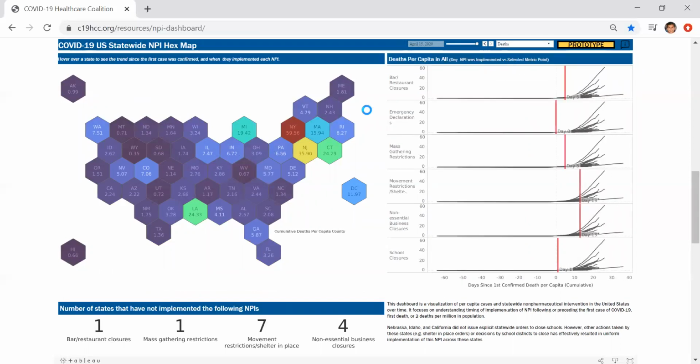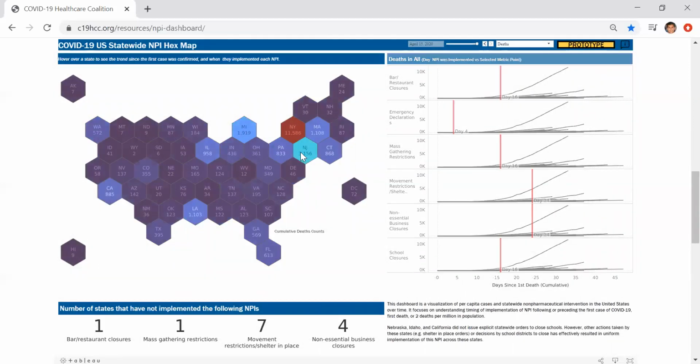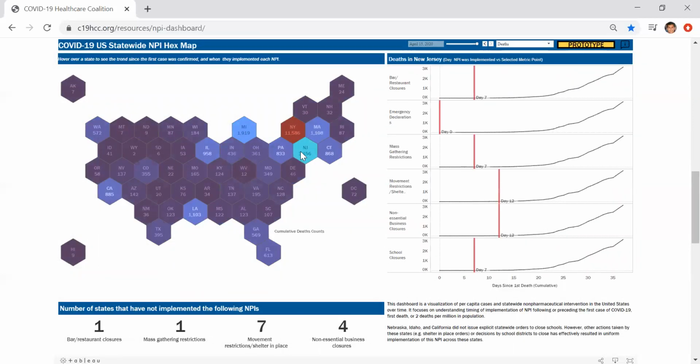When we switch to a deaths view, we can hover over a particular state and understand after the first death was recorded in the state of New Jersey, on the right we see that it took 7 days before bars and restaurants were closed, and it took 12 days before shelter in place was put into effect.